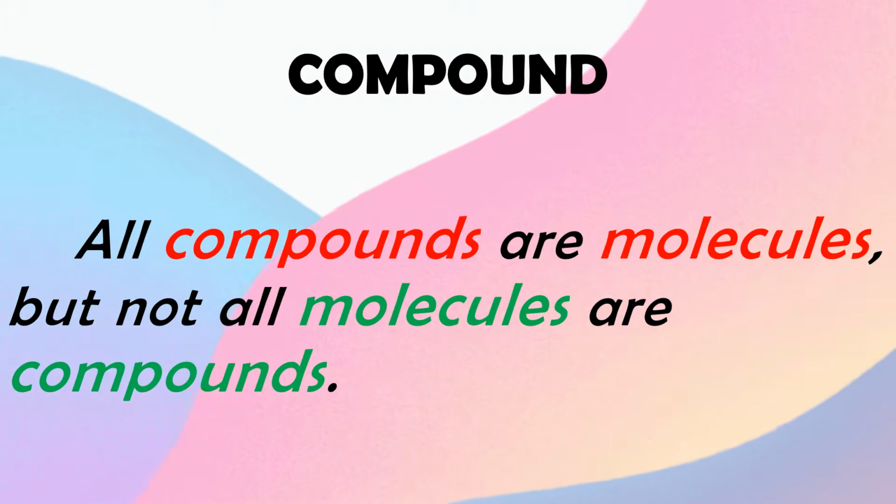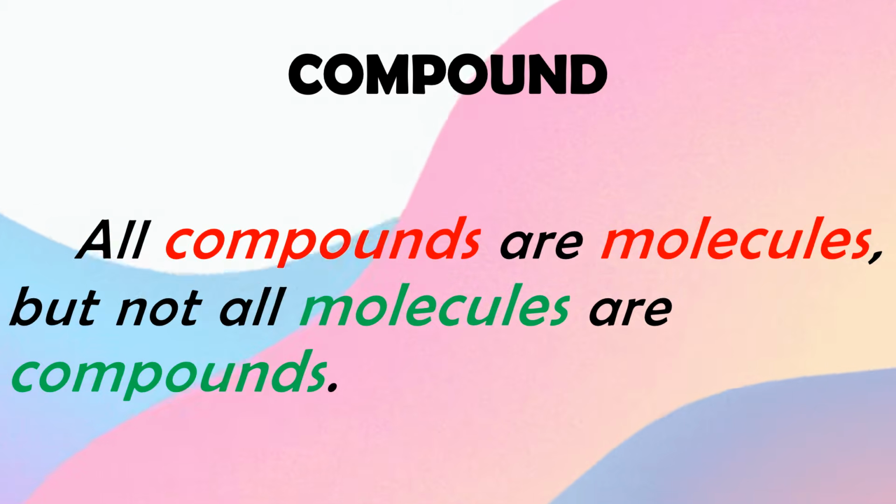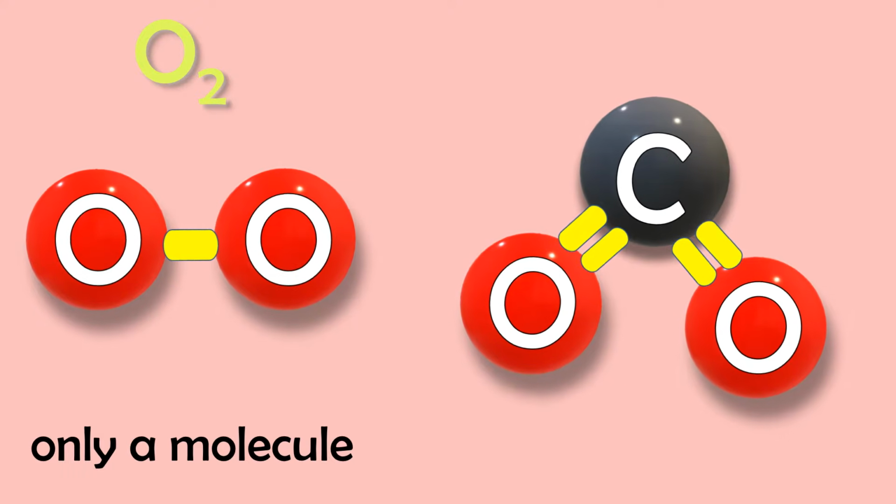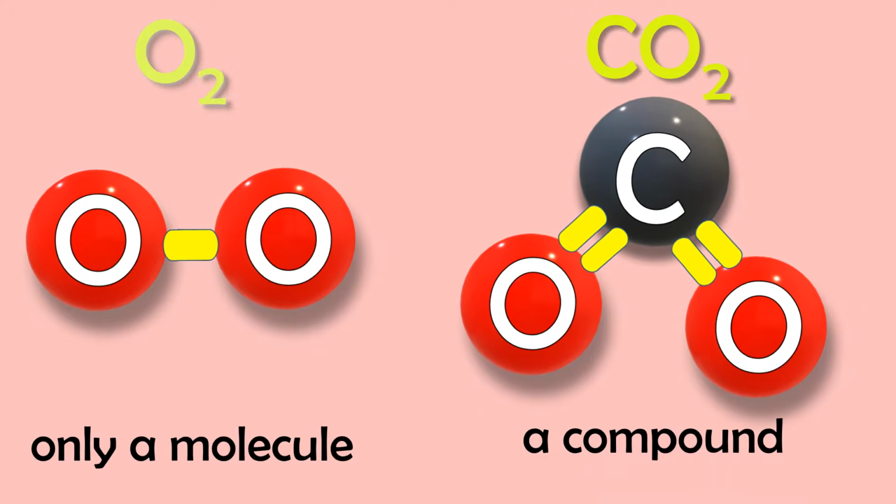Let's go back to our example a while ago. O2 is made up of only oxygen atoms, two oxygen atoms to be exact, making it only a molecule and not a compound, while CO2 is made of one carbon atom and two oxygen atoms, making it a compound.